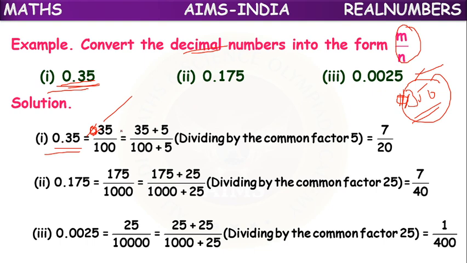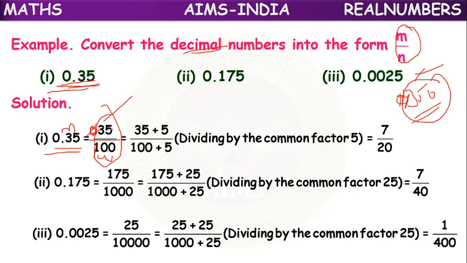So we can write 35 as the numerator part. In the denominator, we can take 1. After the decimal point, we have 2 places. So that's why we can take 2 zeros. So 35 by 100. This is the rational number.